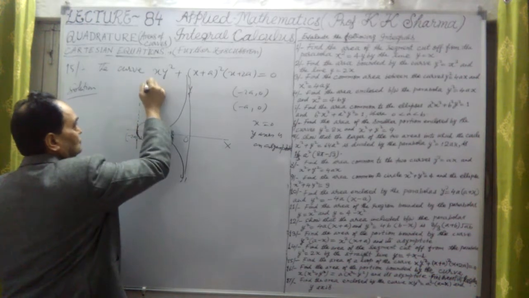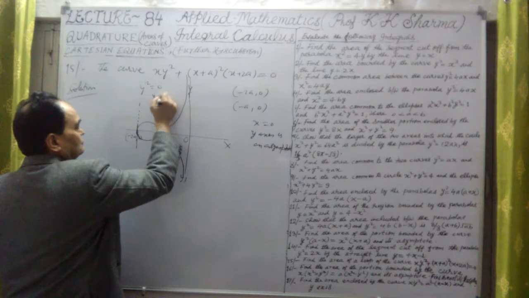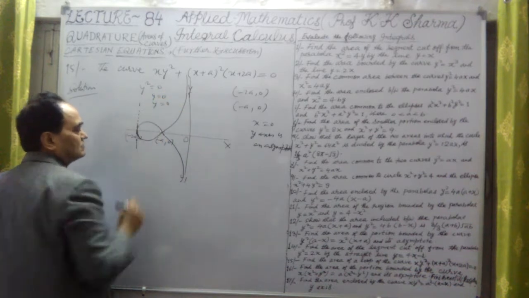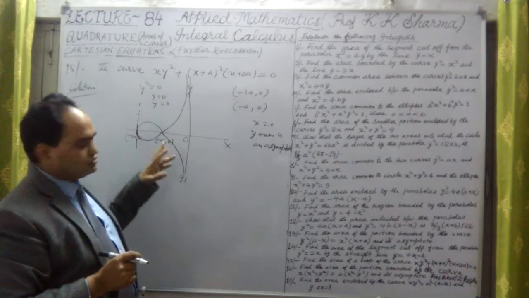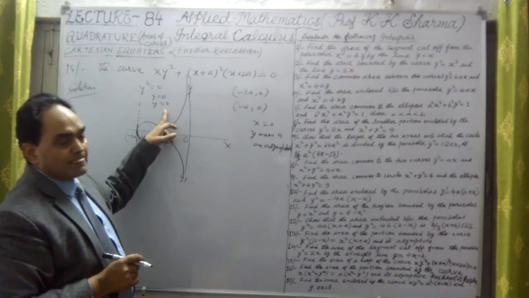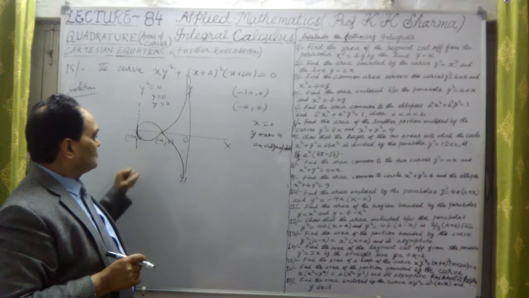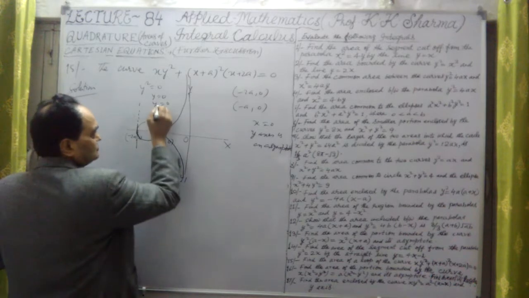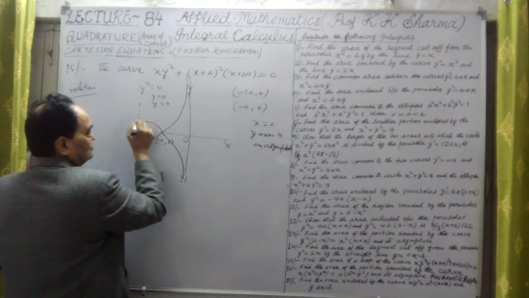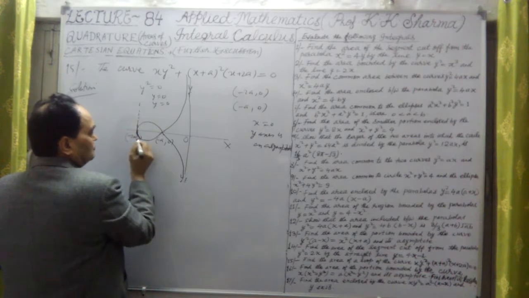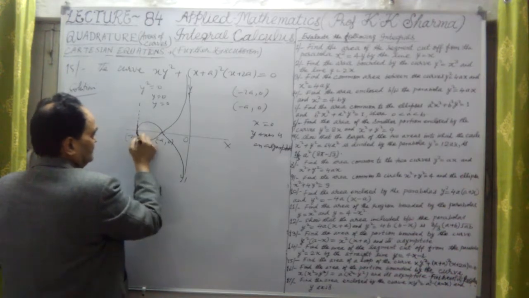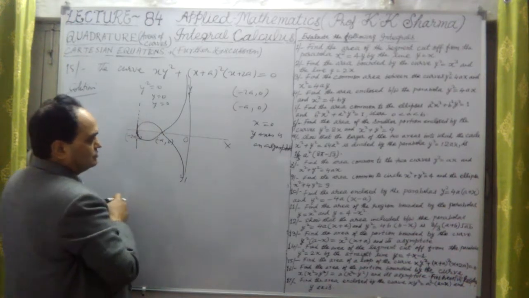because y square equal to 0, that means y equal to 0, y equal to 0, is two, sorry, not two distinct, but two identical or coincident tangents at this point, minus 2a, 0. So it's a loop, it works as a loop.